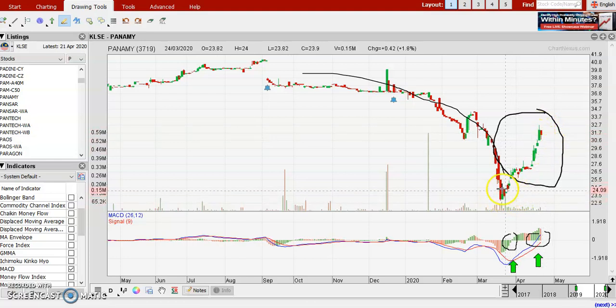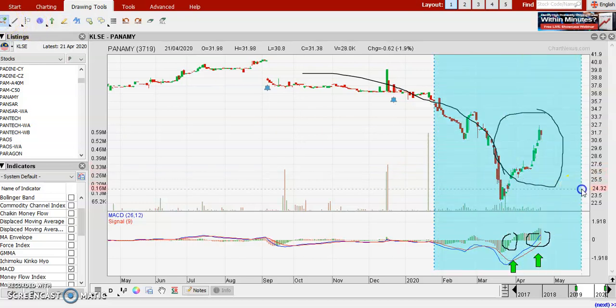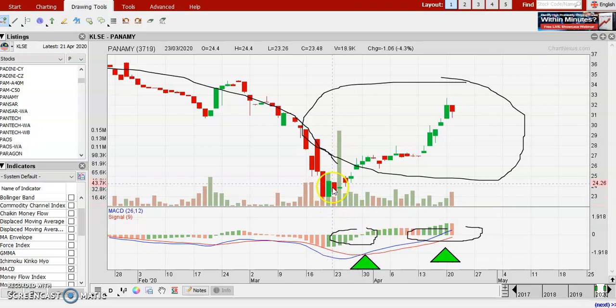This one is very unique. I want to make it more focused. Okay, this one is a bullish harami. This one is a bearish harami. Why? Because this one is at the bottom and this one is at the top.